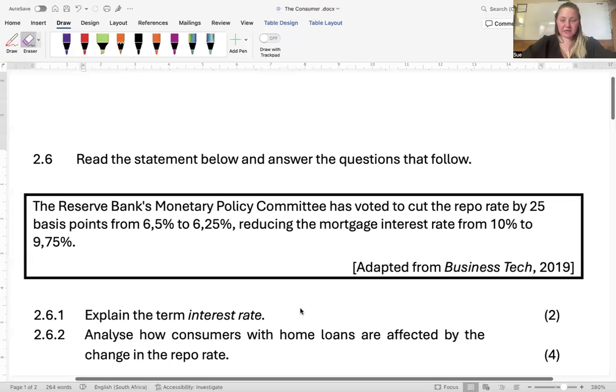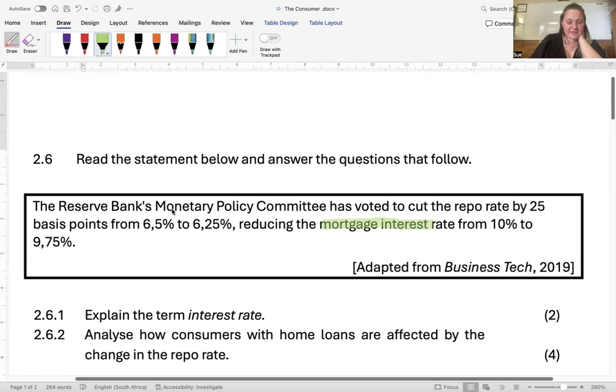Question says, read the statement below and answer the questions that follow. I just want to get my highlights already. The Reserve Bank's Monetary Policy Committee has voted to cut the repo rate by 25 basis points from 6.5 to 6.25%, reducing the mortgage interest rate from 10% to 9.75%. I've highlighted mortgage interest rate because I think not everyone knows that there's a different word for this. Mortgage rate or the mortgage is also called your home loan or your mortgage bond. So these things are all the same. A mortgage bond is a home loan.